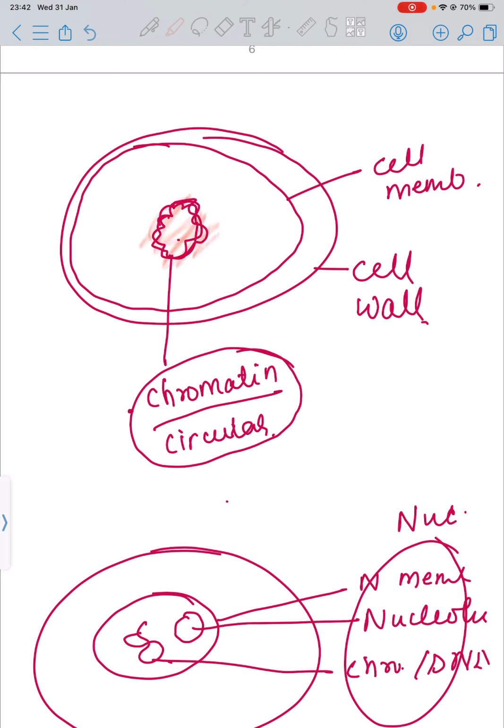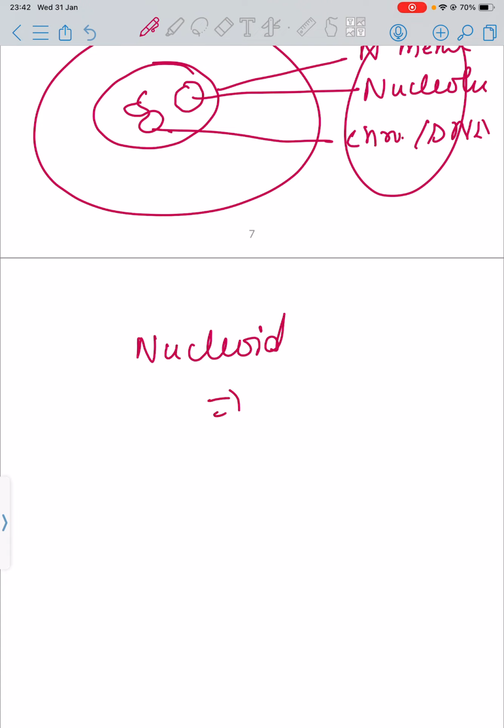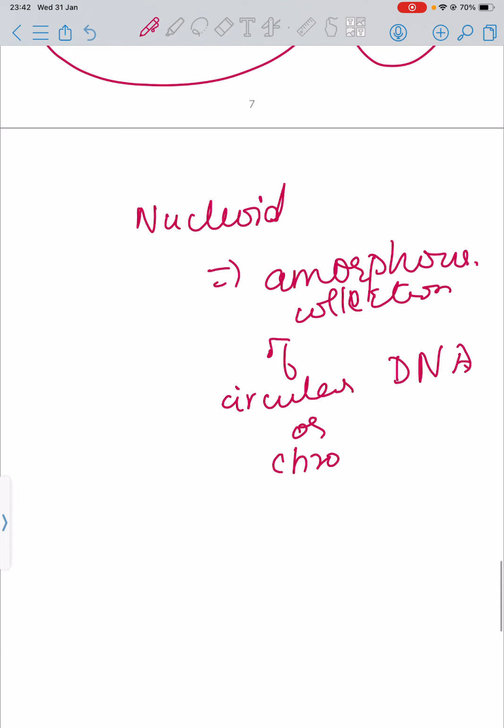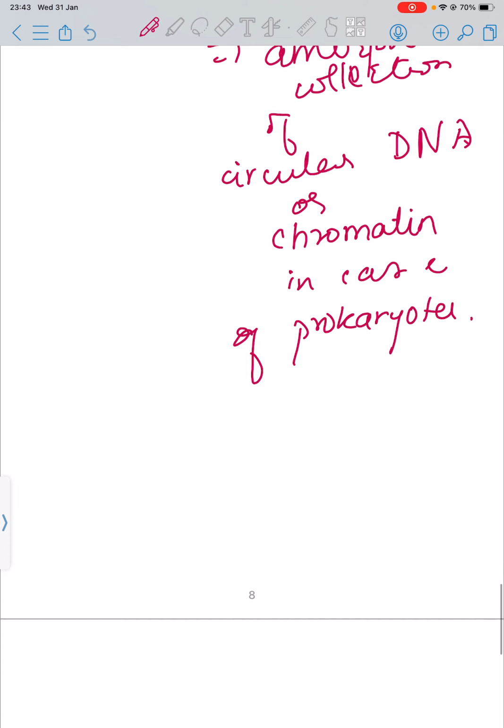So nucleoid is nothing but an amorphous density containing chromatin. Nucleoid basically is an amorphous collection of circular DNA, or chromatin, in case of prokaryotes. The first thing is clear.